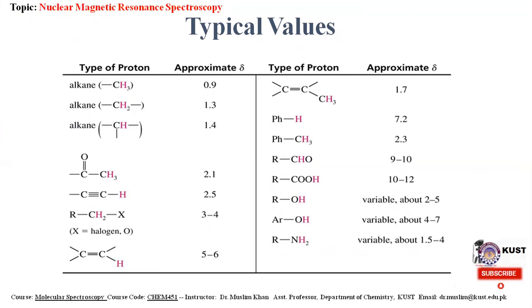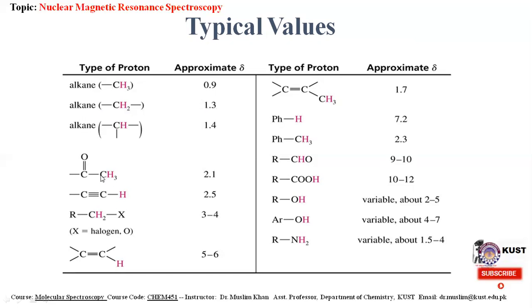Protons in an alkane have a value of approximately 0.9 ppm, and protons in an alkane attached to a CH2 group are different because the environment is changed. This is when the carbon has three hydrogens attached. In the neighbor, this hydrogen has two, but this one has only one. So it is shifted to 1.3, and for alkane CH, 1.4.